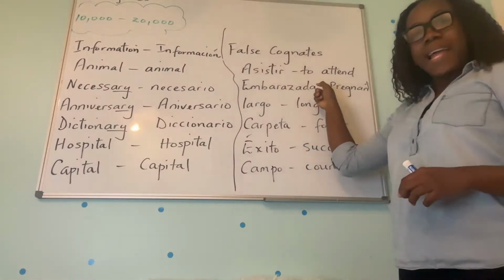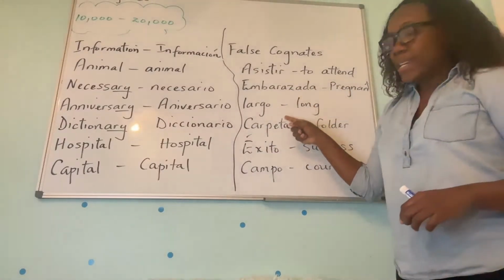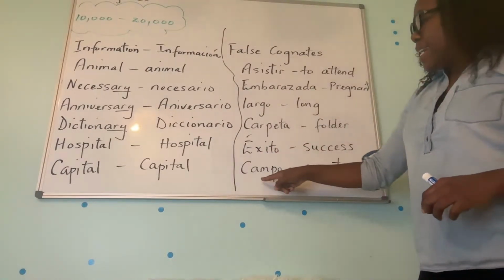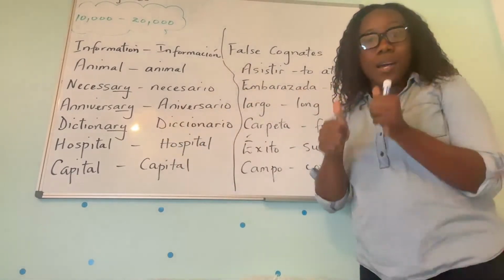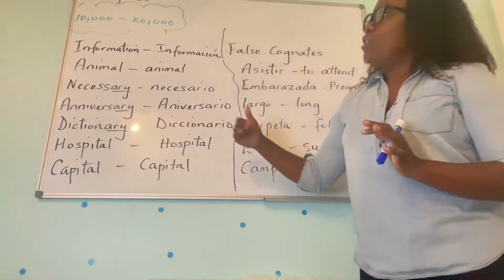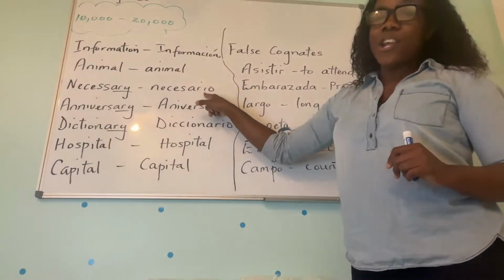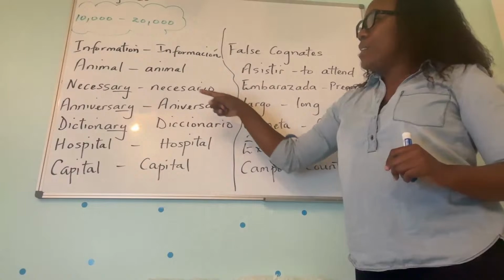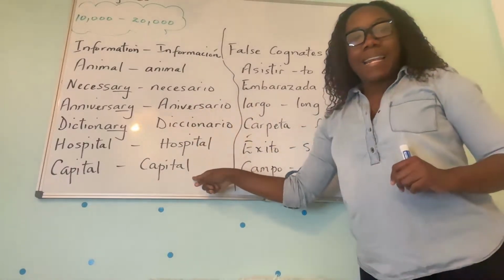So these ones are the false cognates. Asistir means to attend. Embarazada means pregnant. Largo, long. Carpeta, folder. El éxito is success. Y el campo is the country. And of course, the ones on these sides are good cognates because they are exactly or very similar in English. So, información is information. Animal, animal. Necesario, necessary. Aniversario, anniversary. Diccionario, dictionary. Hospital, hospital. And capital, capital.